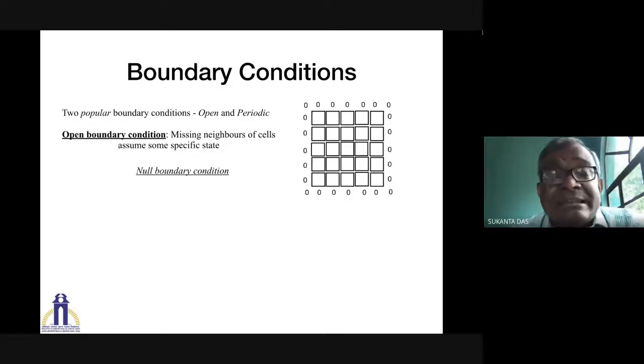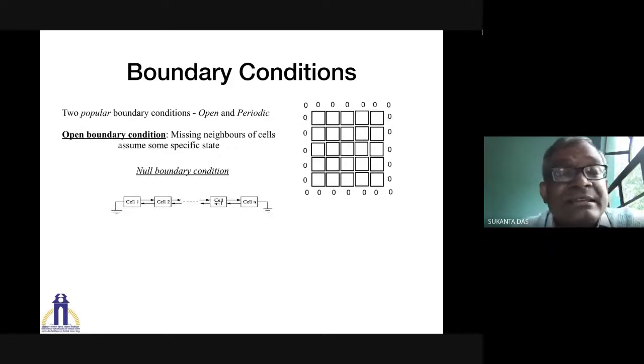In case of 1 DCA, it may look like this one. In the figure, there is a mistake. I've taken it from somewhere else, so I didn't modify it. But it will be cell 0, okay? Because cell 0, cell 1, etc. Because in my definition, it doesn't start from cell 1. It always starts from cell 0. Okay. Anyway, if there are n cells, it looks like this one. So this kind of boundary condition is called null boundary condition. Okay.